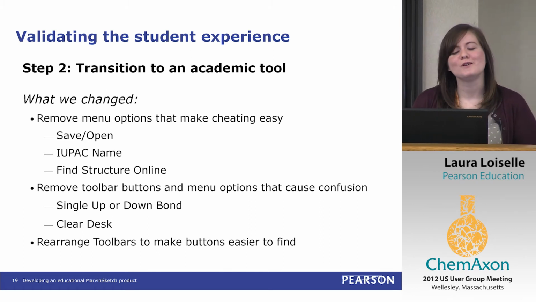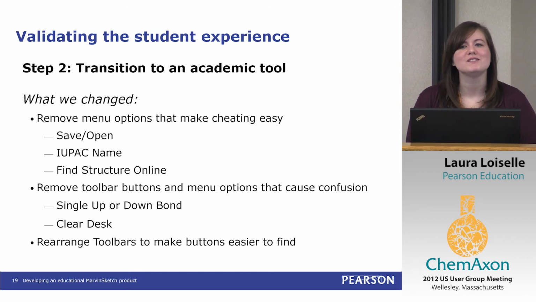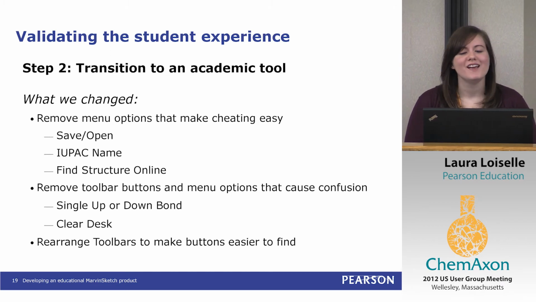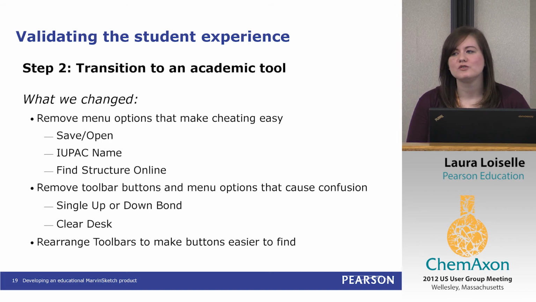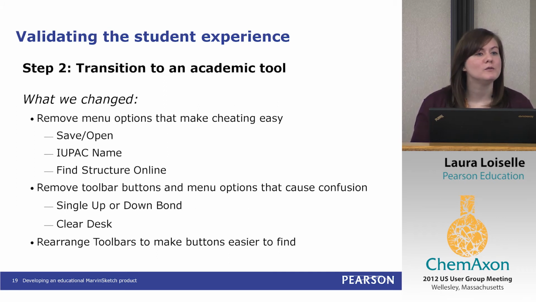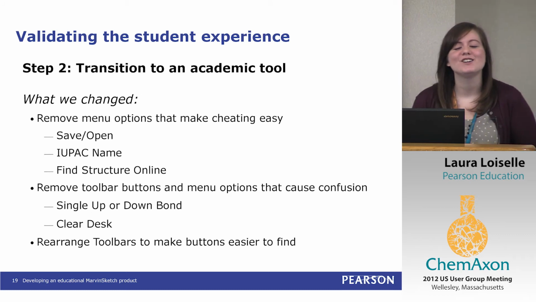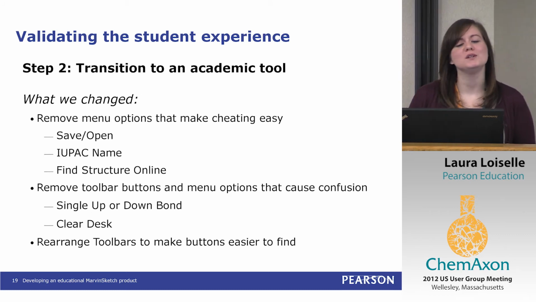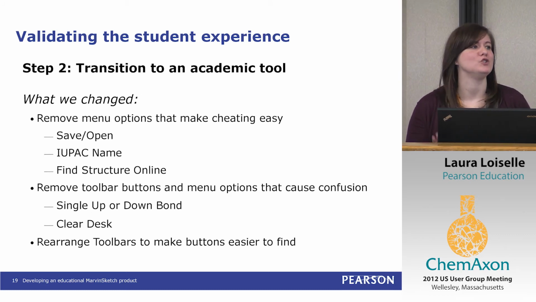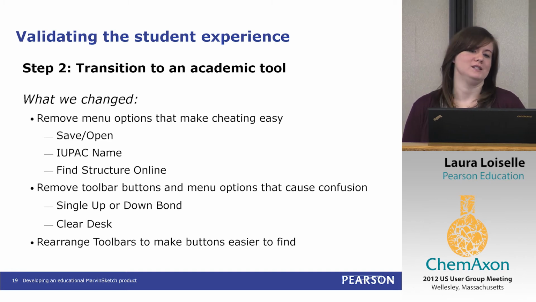We also got rid of some toolbar buttons and menu options that they just didn't seem to understand. The single up and down bond is not used in undergraduate organic chemistry, and they all thought it was the chain bond tool, which it's not, and it didn't work for any of them. So that was a lot of confusion in the room while we were doing some of our testing. So that felt like a button we should remove to avoid just the confusion. And they're never going to use it for our content.